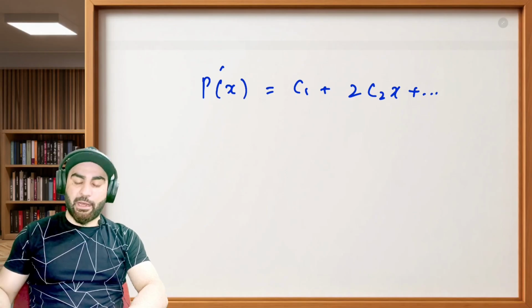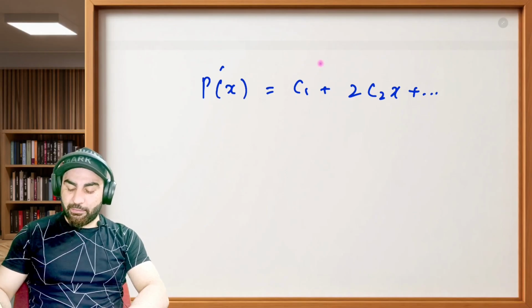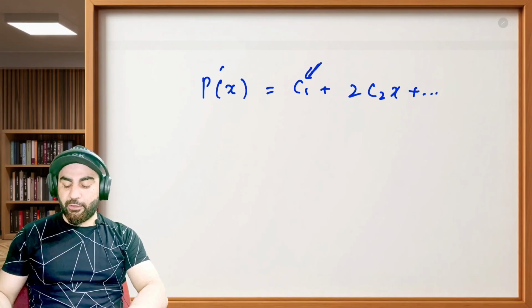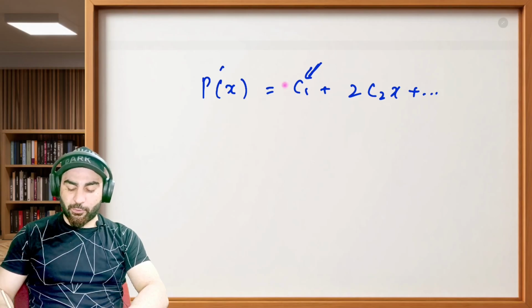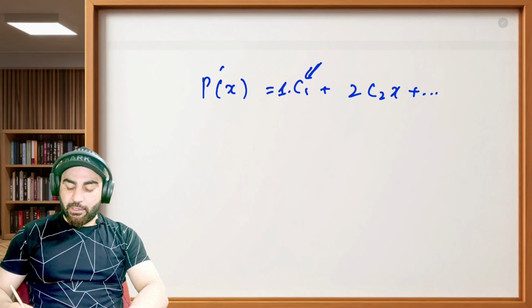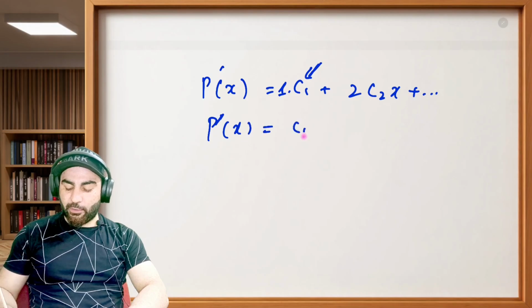When I put x equal to 0, you will be left with c1 only, but with some coefficient. Like here the coefficient was 1, so we got 1 times c1. So in this particular case, p dash of x is equal to c1.